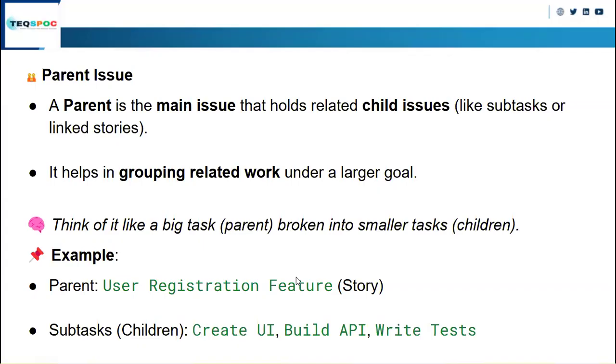Like we have a story, the user registration feature. This will be a parent. Now what will be a child? The child will be a subtask of this story, like creating an API, building an API, writing a test case. So this will be a child of the respective user story. Means if we have an epic, we have a story, so a story is a child of an epic. Then we have epic, stories, and tasks. The task will be a child of the story, and the story will be a child of the epic. So this is basically called a parent-child relationship.